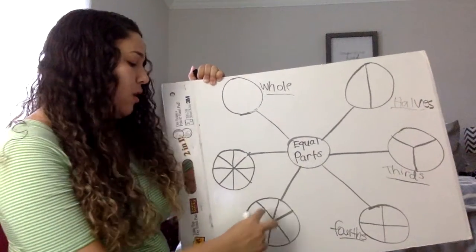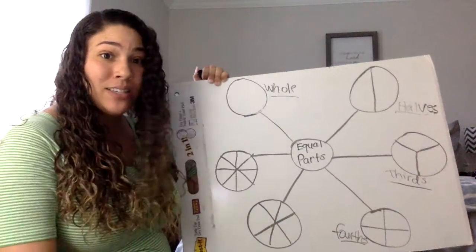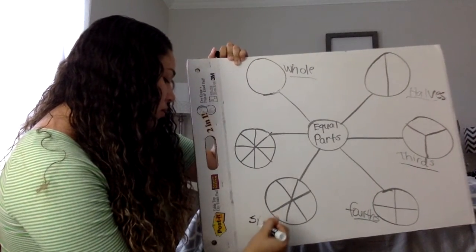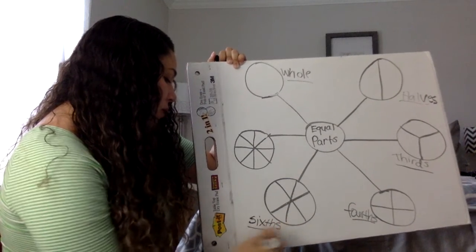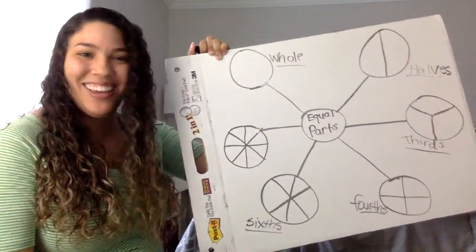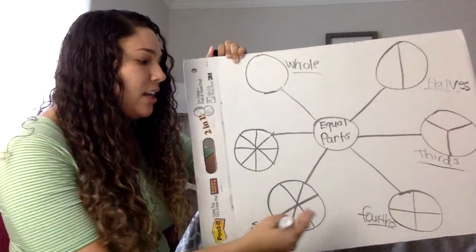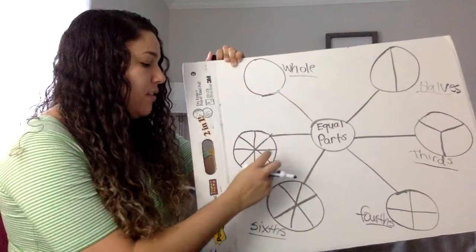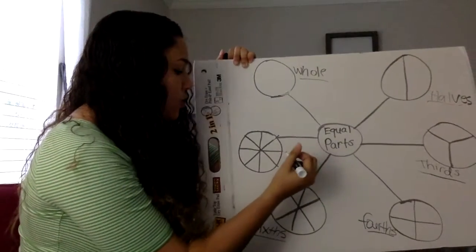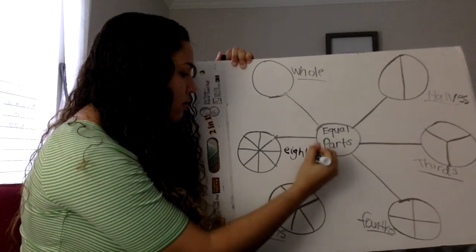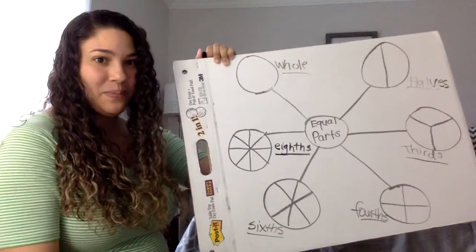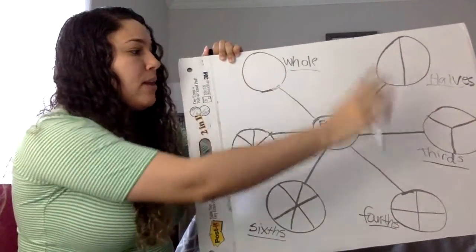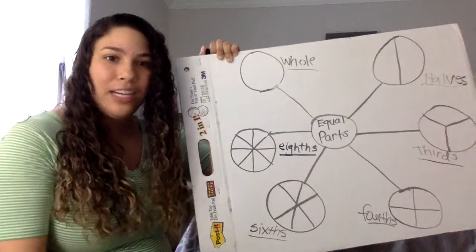How about this one over here? 1, 2, 3, 4, 5, 6 pieces. So it's cut into, what's its name? Sixths. That's its name. Most of them, as you can see, are going to be ending in THS. Let's look at this one over here. 1, 2, 3, 4, 5, 6, 7, 8 pieces. So it's divided into eighths. Again, THS. So you see, guys, all you need to do is memorize, if however many it's divided into, it has a specific name. And these are the names.